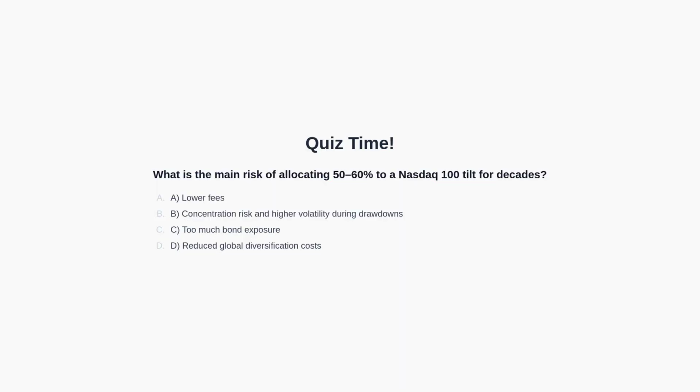Here is the second quiz. The question is, what is the main risk of allocating 50 to 60% to a Nasdaq 100 tilt for decades? Option A. Lower fees. Option B. Concentration risk and higher volatility during drawdowns. Option C. Too much bond exposure. Option D. Reduced global diversification costs. You may pause the video now to consider your answer. We will cover the correct answer in the next section.